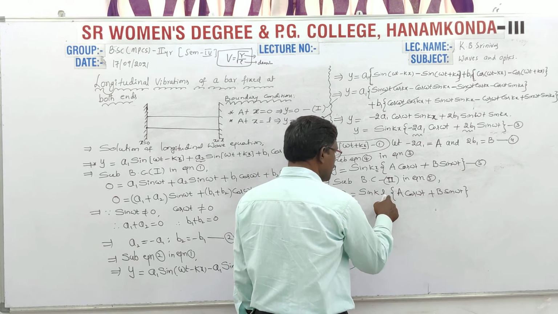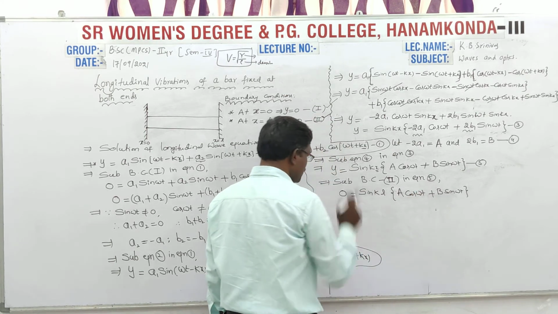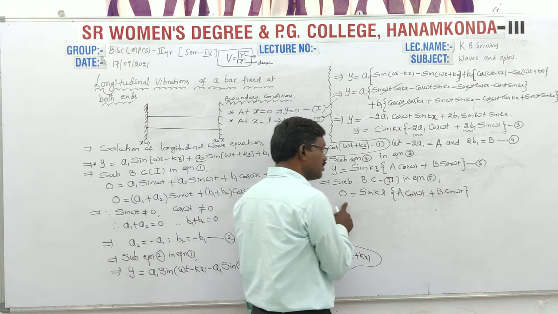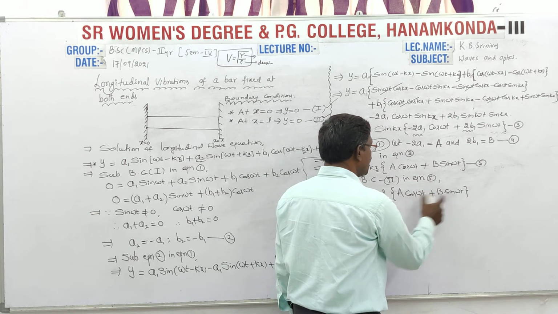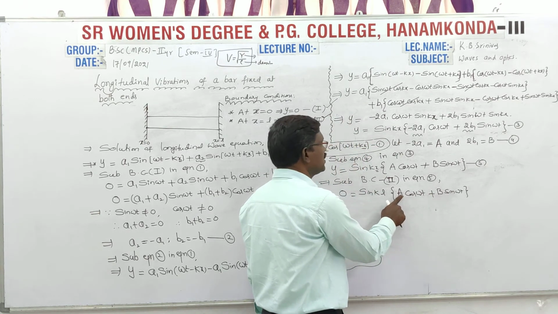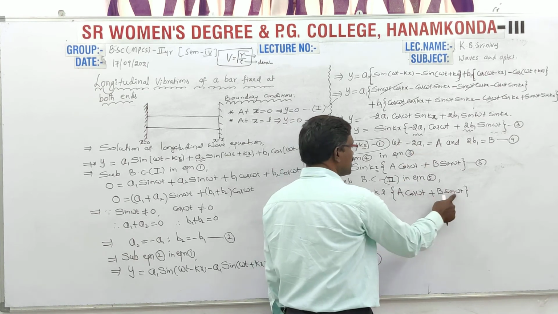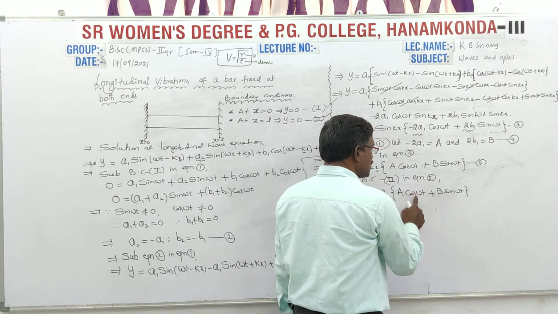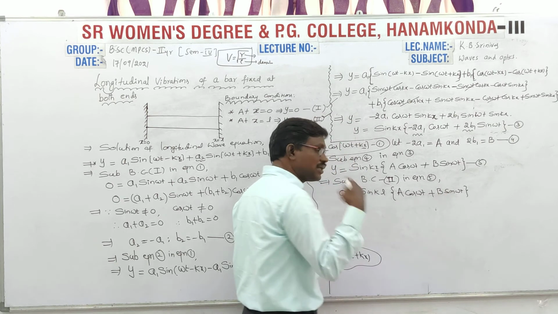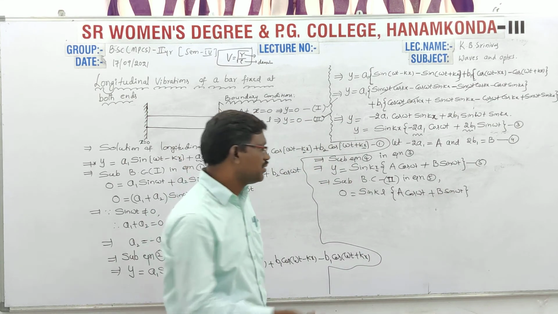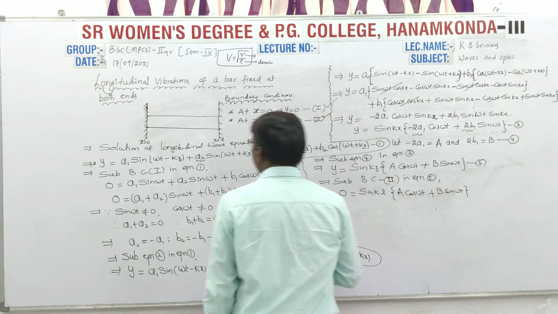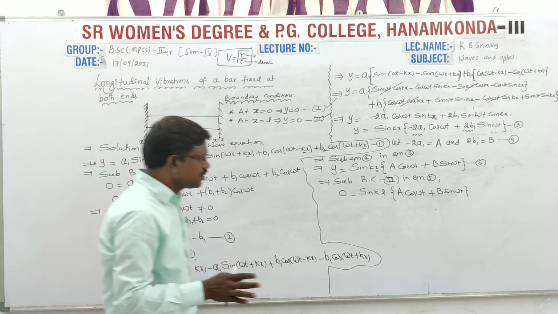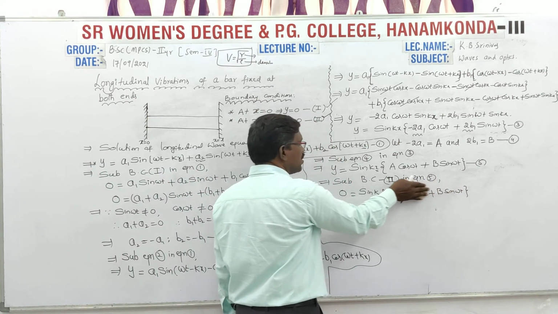Sin kl into this term equal to 0 means one of the terms may be equal to 0. Maybe sin kl is 0, or maybe these two terms become 0. A never be equal to 0, it is a constant. Cos omega t, sin omega t also never be equal to 0. A and B are constants, they never be equal to 0. If these are equal to 0, actually there is no solution. This whole solution becomes 0.